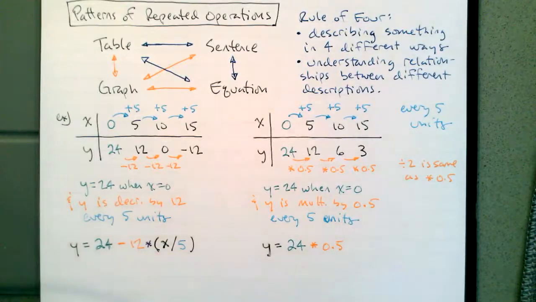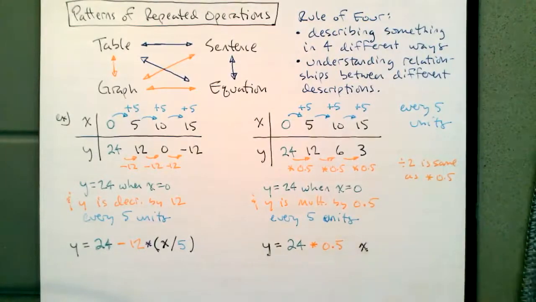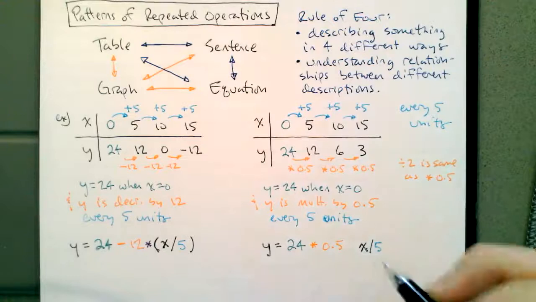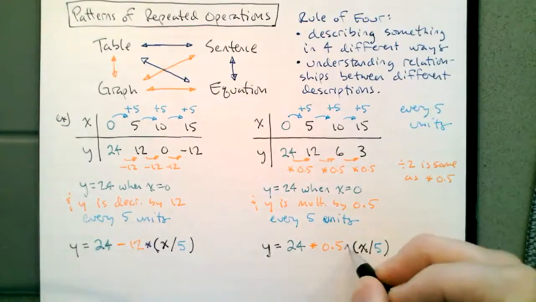Over on the right, the same thing is happening. Something is happening every 5 units. So we start off at 24. What we're doing is multiplying by 0.5, and we're doing this every 5 units. So the number of times that we multiply by 0.5 is going to be x divided by 5. That's where the step size shows up. And we put that in parentheses just like we did before. But since this is representing repeated multiplication, we use an exponent.